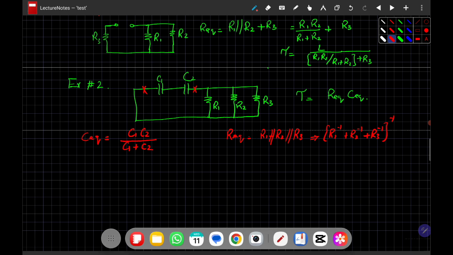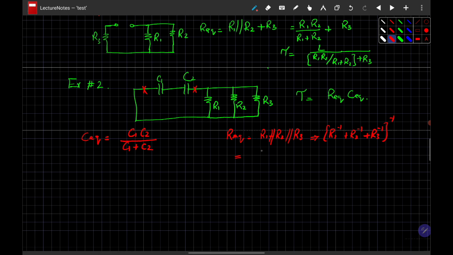But we are not working with numerical values. So we will write it as the value of R equivalent. So this will be R1 R2 R3 over R1 R2 plus R2 R3 plus R3 R1. This one is very easy.